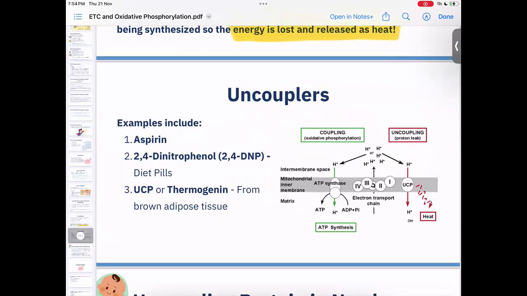So some examples include, number 1, aspirin, and then dinitrophenol, which are diet pills, and then UCP or thermogenin, which comes from brown adipose tissue. Okay. Now the brown adipose tissue one is important because I have a condition in newborns. So for these three, just memorize them as they are, and just remember what happens when you have uncoupling. Okay.